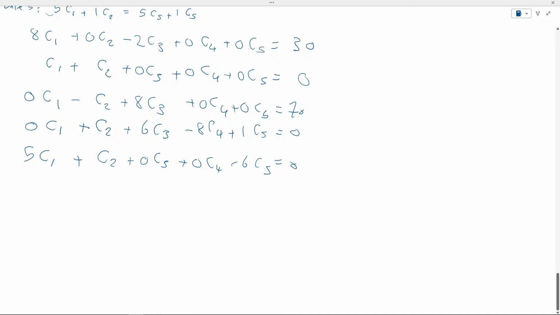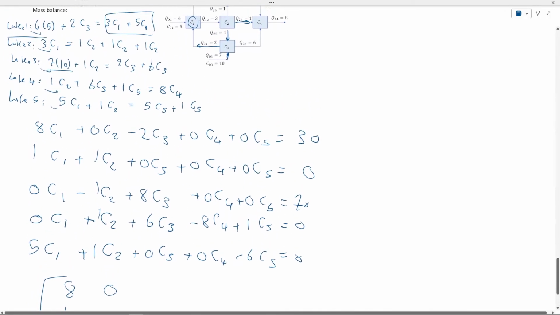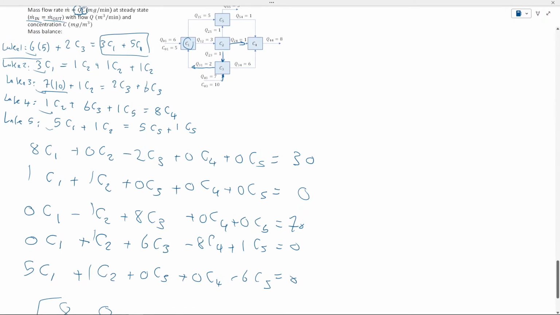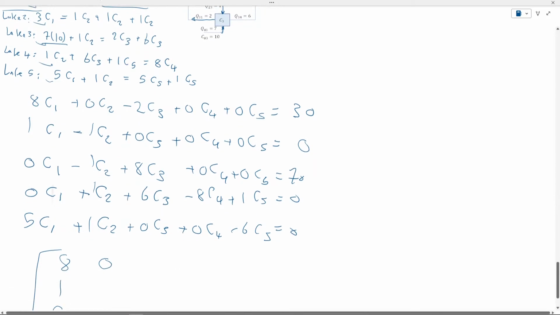Does this look familiar? Yes, yes, it looks well. Here is 1, here is 1, here is 1, here is 1, here is 1. Yes, I can just put this in a matrix form. So if I put this in a matrix form, I got like 8, 1, 0, 0, 5. Here I got like 0. I think I have a mistake here in my second equation. That should be negative, not positive.